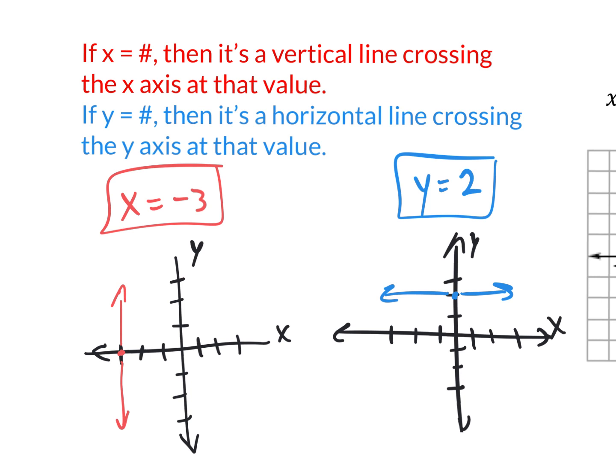Okay, so whenever you have x equals a number, you go to the x-axis, you go to that value, you draw a vertical line right through it. Whenever you have y equals a number, you go to the y-axis, you go to that value, and you draw a horizontal line right through it.